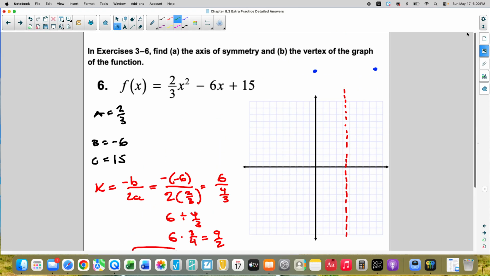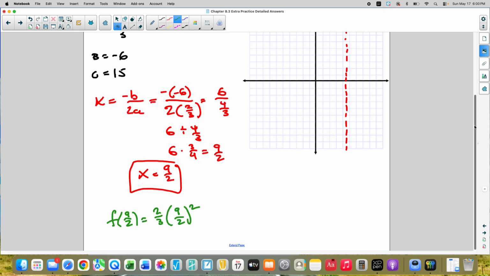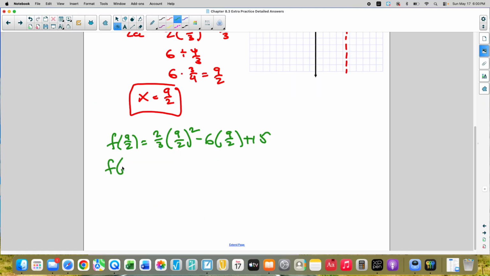Is it y or f of x? F of x. f of 9 halves equals, let's look at that equation, 2/3 times 9 halves squared minus 6 times 9 halves plus 15. So f of 9 halves equals 2/3 times 81/4. Yuck.